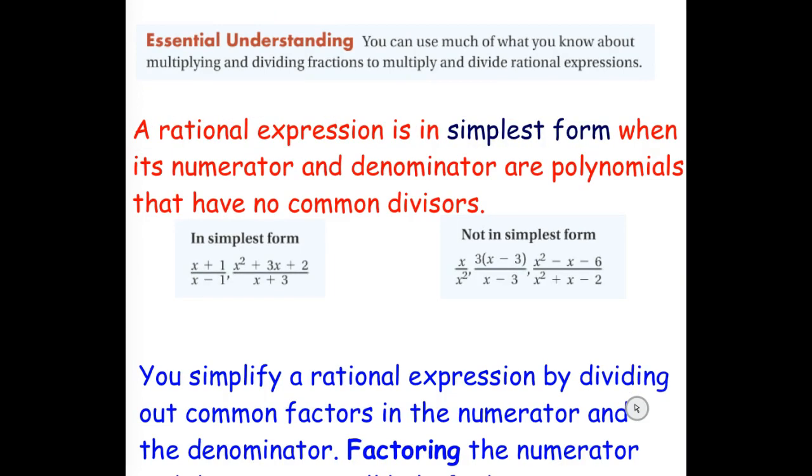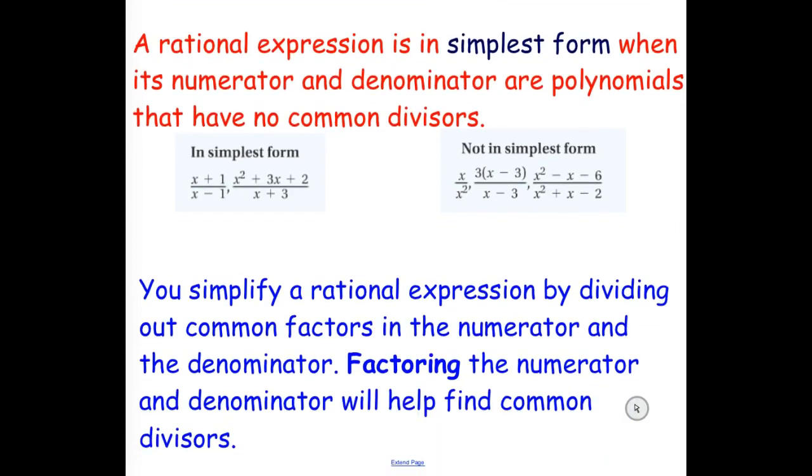We do want to always put it in simplest form. And simplest form is when the numerator and denominator have no common divisors. There's nothing that could be divided out of both of them. Okay? So there's some samples here of things that are simplified and others that aren't. We're going to start with the ones that aren't.